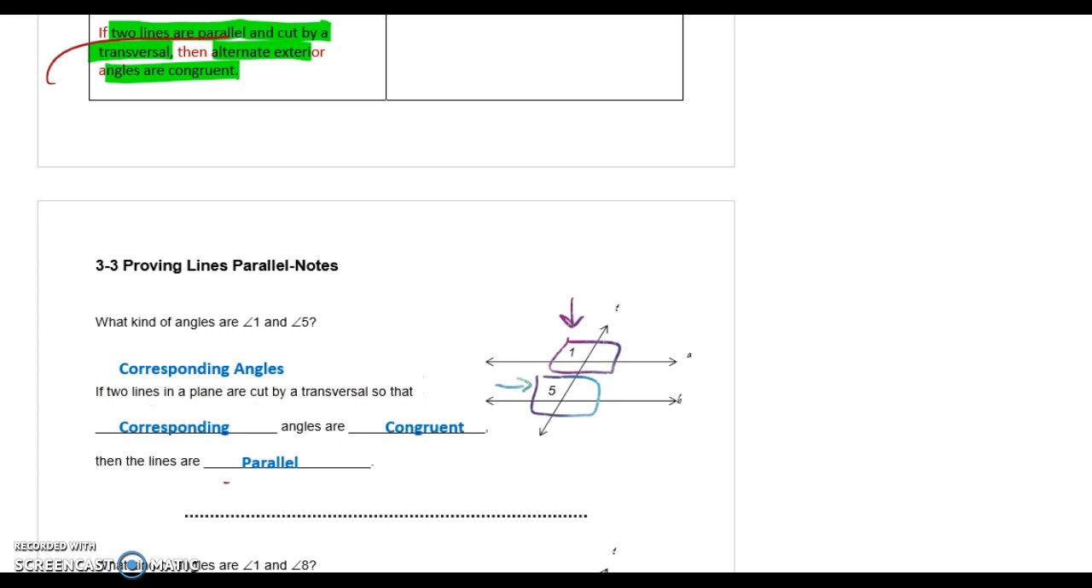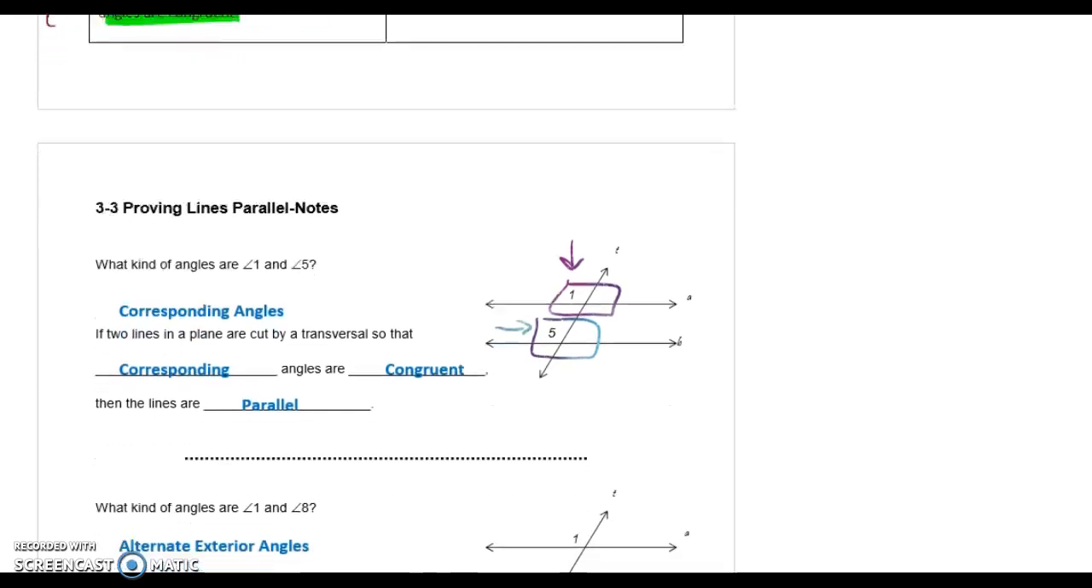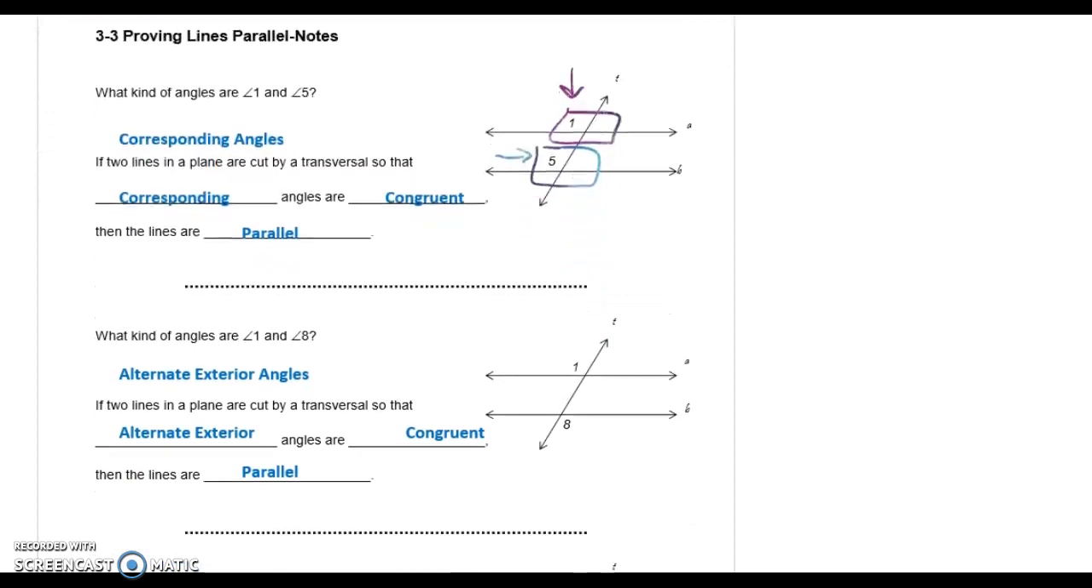We'll see where it comes out different when it comes to the homework. So for now, let's just copy down the notes. If two lines in a plane are cut by a transversal so that corresponding angles are congruent, then the lines are parallel. Moving on. 1 and 8 make alternate exterior angles. If two lines in a plane are cut by a transversal so that alternate exterior angles are congruent, then the lines are parallel. Feel free to pause the video as needed to make sure you have it all copied down.